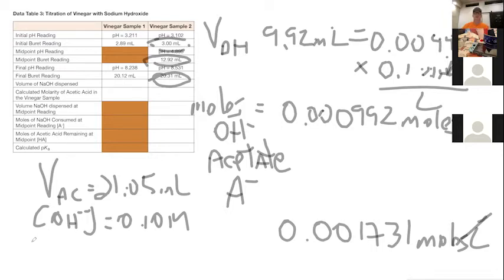Why does the number of moles of hydroxide ion equal the number of moles of acetate? It's a 1-1 ratio. If you look at the chemical equation, OH minus is a reactant and A minus is a product. And so for every mole of hydroxide ion we add, we get a mole of acetate ion and a mole of water. That's the reaction.